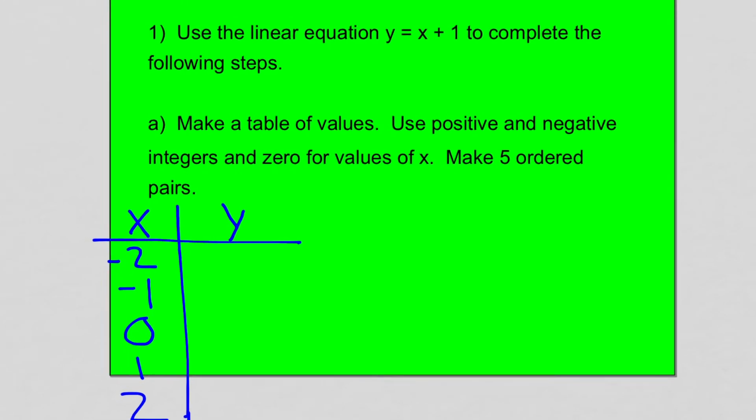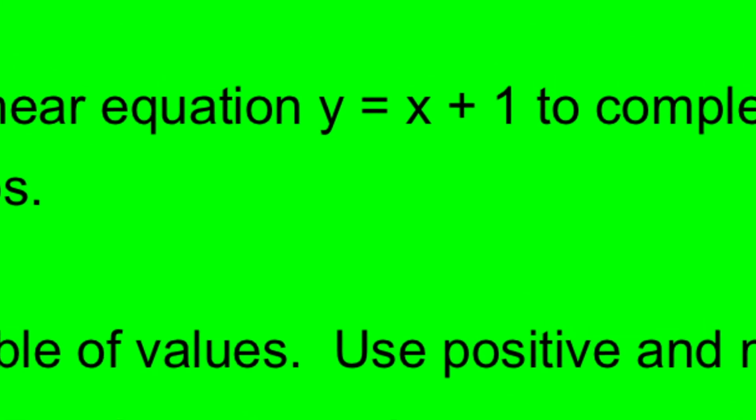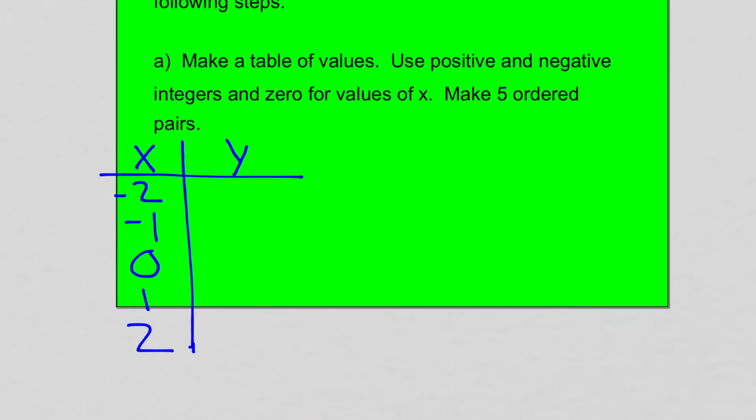And then what we're going to do is we're going to use the idea of solving by substitution that we learned last time. We're going to take this math equation, y equals x plus 1, and we're going to insert the values for x to get the values for y. So I'll start off with y equals x plus 1. And I'm going to replace the x with -2. And -2 plus 1 is -1. So when x is -2, y will be -1.